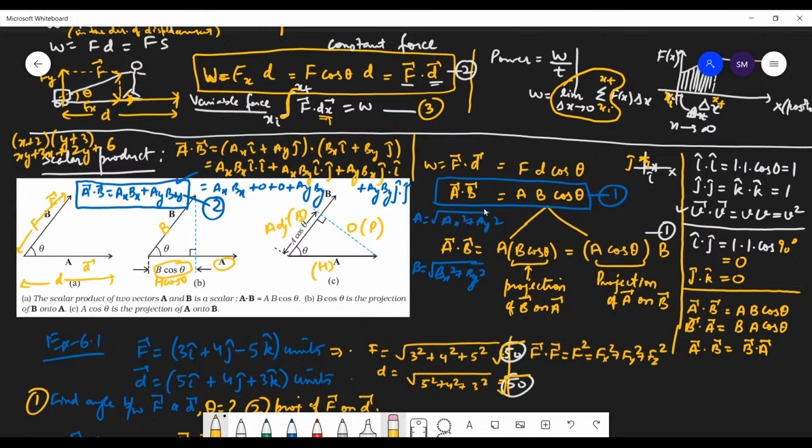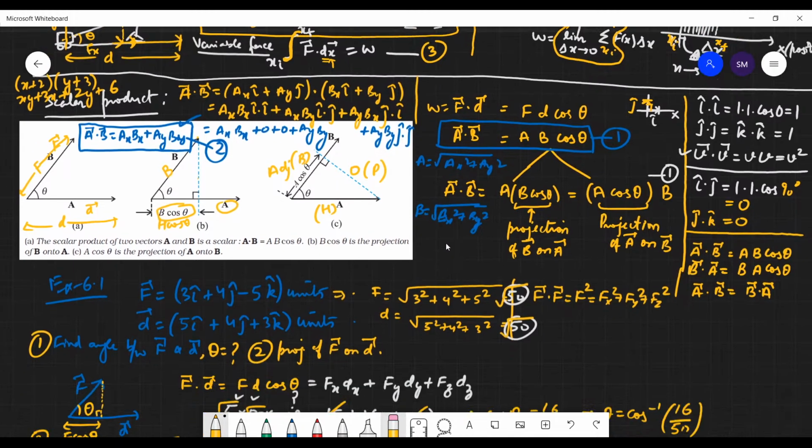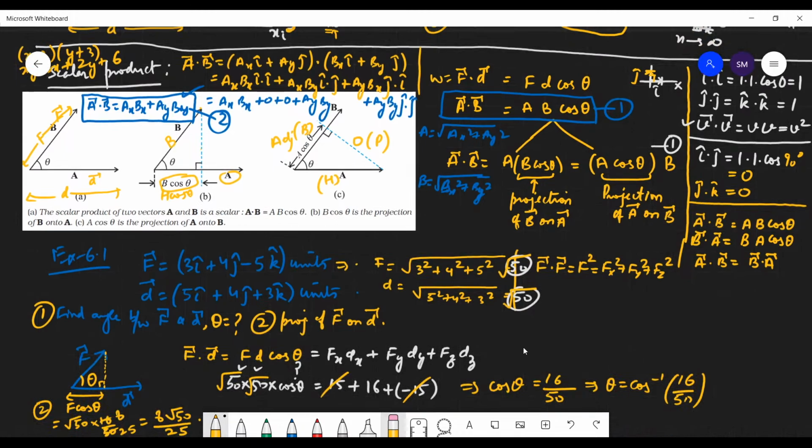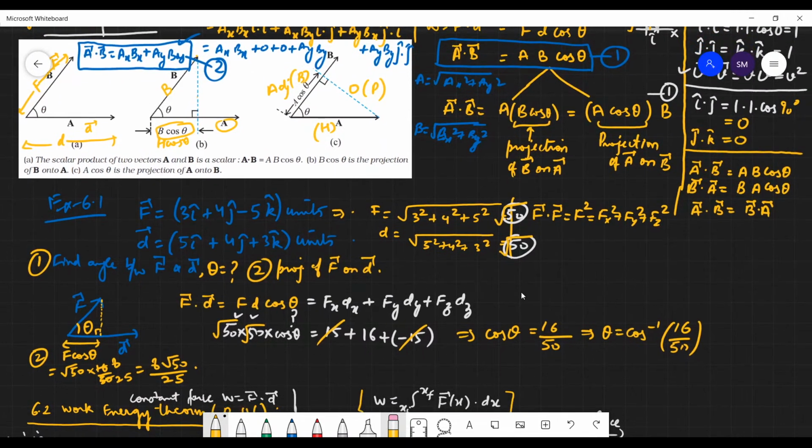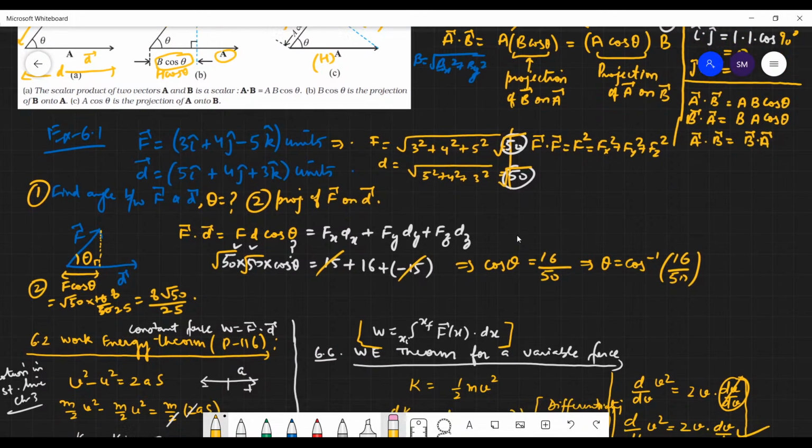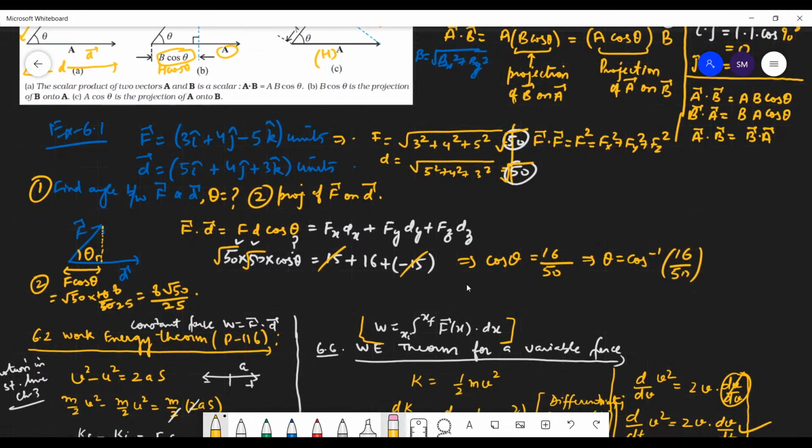I cap dot I cap is 1 into 1 cos 0, which is 1, and similarly for j dot j, and similarly for k dot k. But if the angle between the vectors is 90 degrees, then this dot product is 0. So I dot j is 0. This way we have done the scalar product, and then we did a numerical based on it, in which theta was asked.